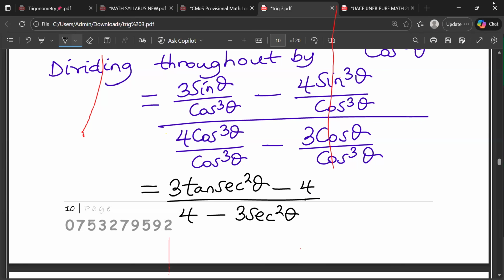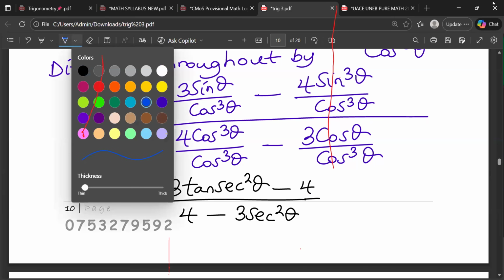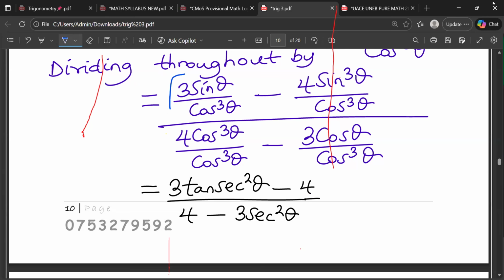You have refused? Doctor, I'm seeing the tan. You're not seeing the tan? No, I'm seeing the tan, but the sec squared. But the sec, eh? Yes. Okay, let me show you.